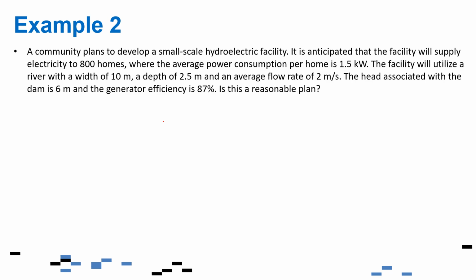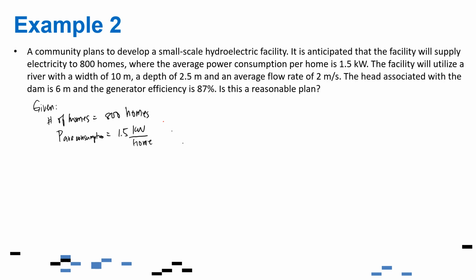So the givens are, we have a number of homes. So we have 800 homes. And then we have average power consumption, which is equal to 1.5 kilowatt per home. Okay, I should write it better. So kilowatt per home, and this is for 800 homes or houses.